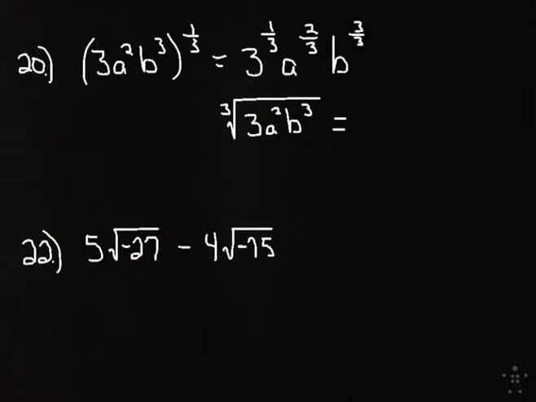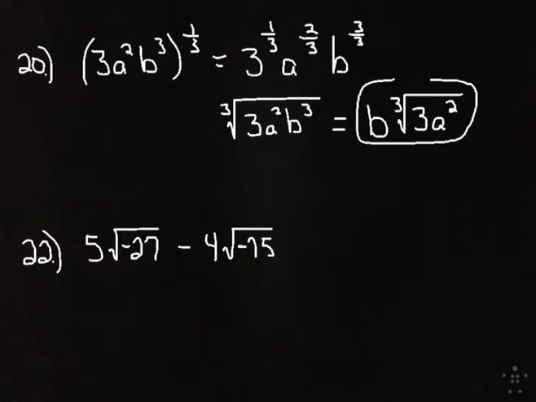The a squared, that exponent is smaller than the index, so you can't simplify that. But you can simplify the b, because the exponent is of the same value as your index. So 3 divided by 3 is 1. So it's b to the 1st, and then the rest of it just stays under this radical, 3a squared. So b times the cube root of 3a squared.